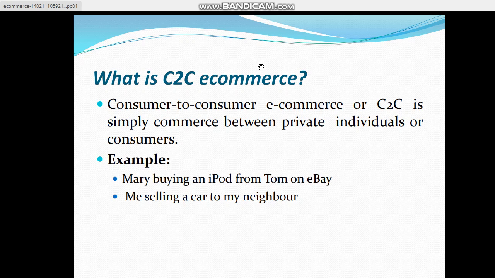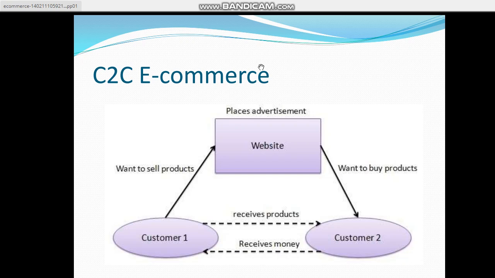What is C2C e-commerce? Consumer to consumer e-commerce, or C2C, is simply commerce between private individuals or consumers. For example, Mary buying an iPod from Tom on eBay, or me selling a car to my neighbor. C2C e-commerce flowchart: place advertisements on websites, customer 1 to customer 2, receive products, receive money, want to sell products, want to buy products. That's all.